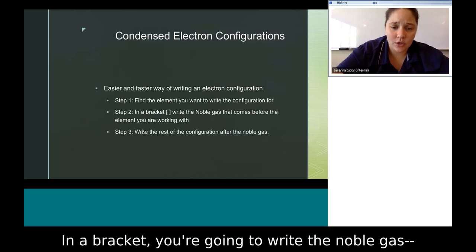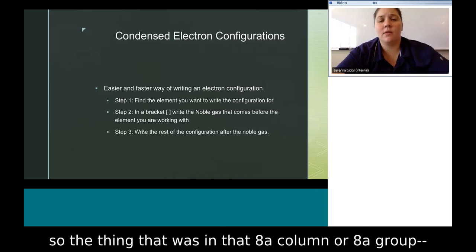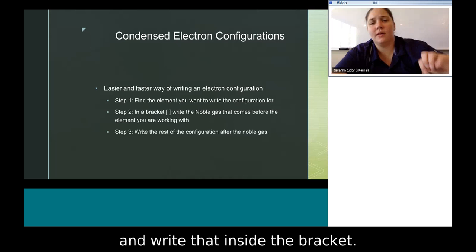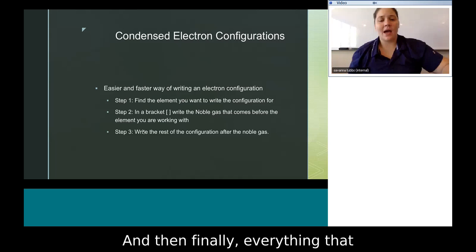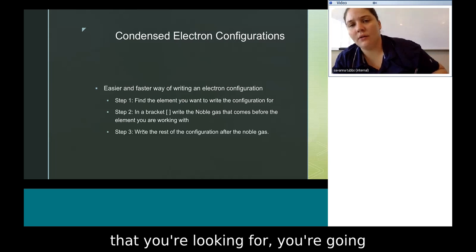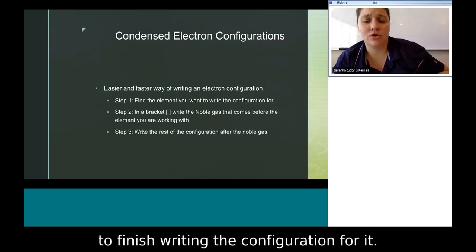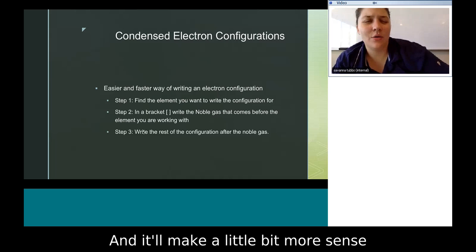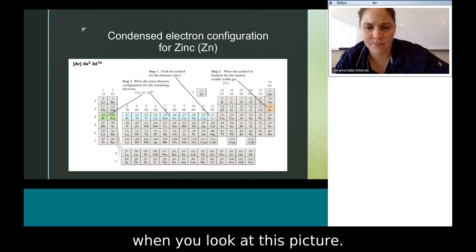In a bracket, you're going to write the noble gas, the thing that was in that 8A column or 8A group, and write that inside the bracket. And then finally, everything that happens after that noble gas, until you hit that element that you're looking for, you're going to finish writing the configuration for it. And it'll make a little bit more sense when you look at this picture.